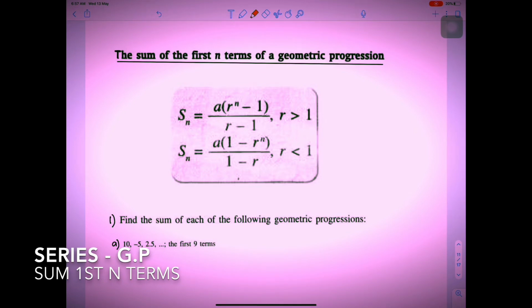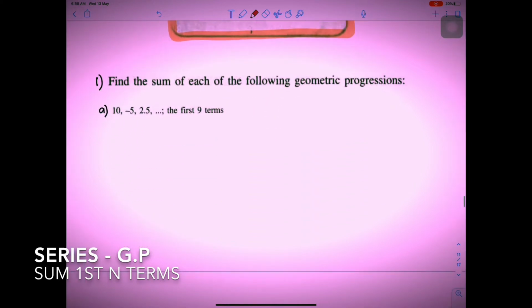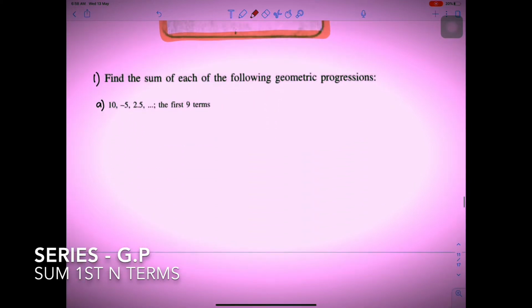Now let's continue discussing the sum of the first n terms of a geometric progression. For the sum of the first n terms, there are two formulas that we are going to use. The first formula is for the condition r greater than 1: the r to the power of n comes first, over r minus 1. And for r less than 1, the r to the power of n comes later, over 1 minus r. Without any further ado, let's continue with the question examples.